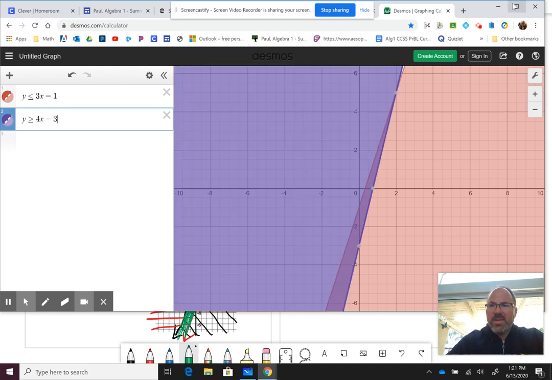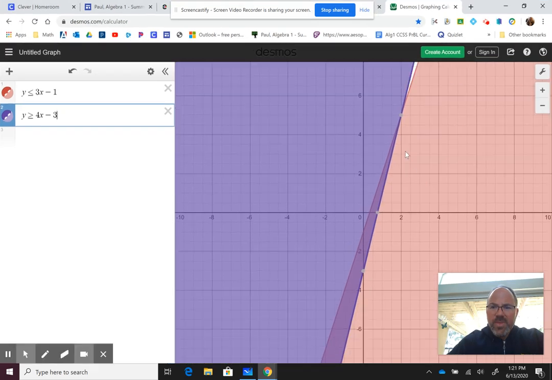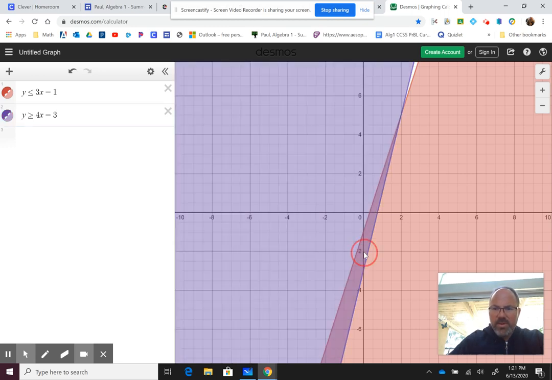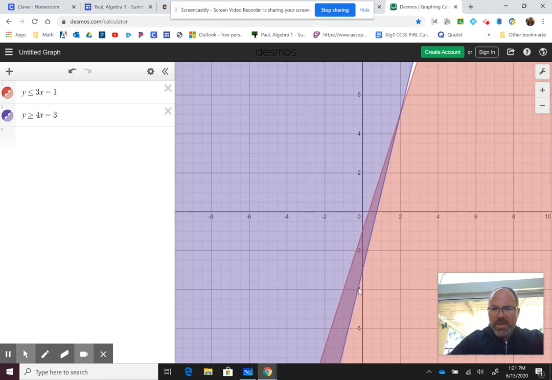Boom. So like I was saying before, you guys see this little sliver right in here? This is where the two graphs are overlapping each other. Any point in here would be a solution. So like 0, -2. That's a solution right here. This point, 0, -2. Anything along here is considered a solution. Anything in here.